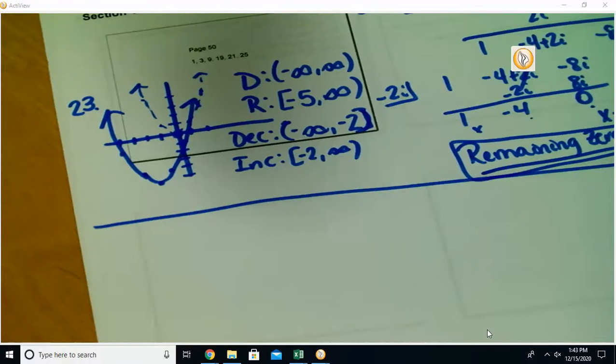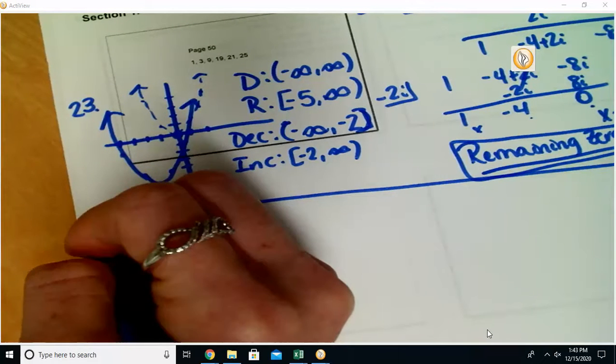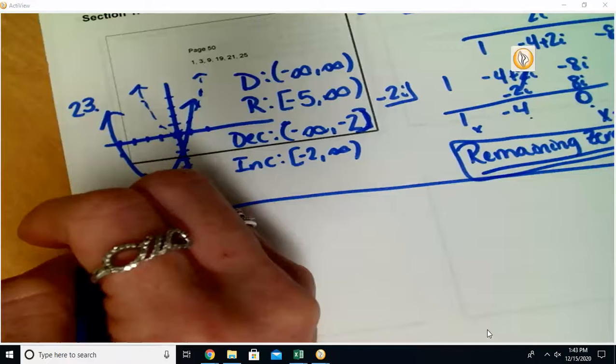Questions there? So on number 22, is it decreasing from negative infinity to 0? Okay, just making sure.